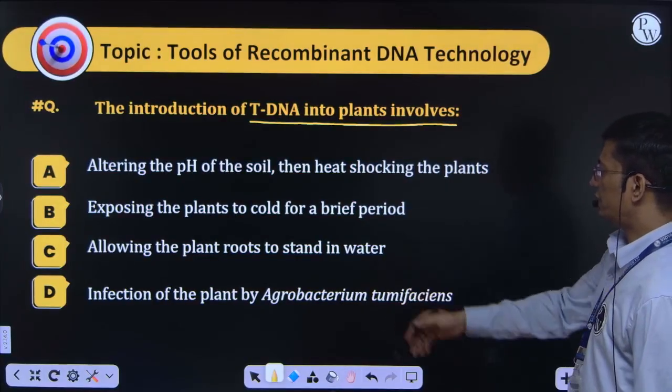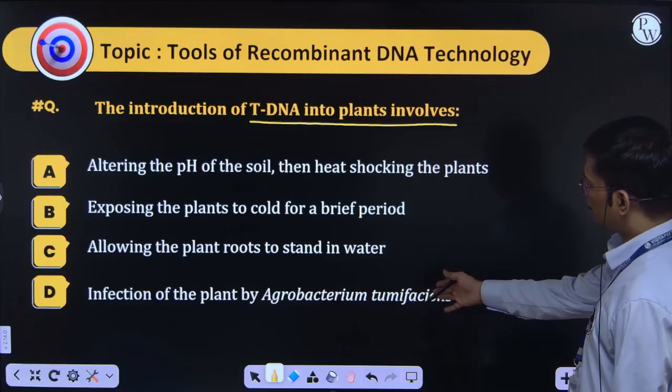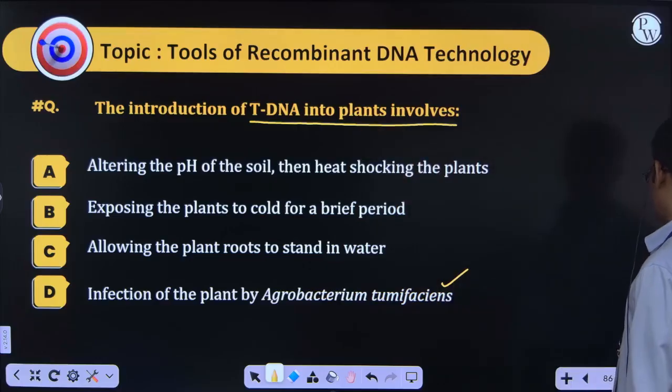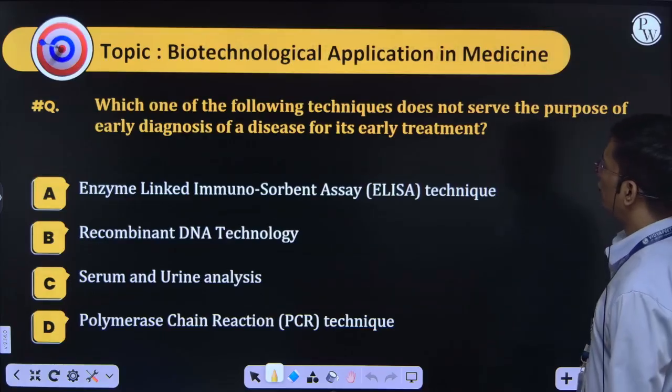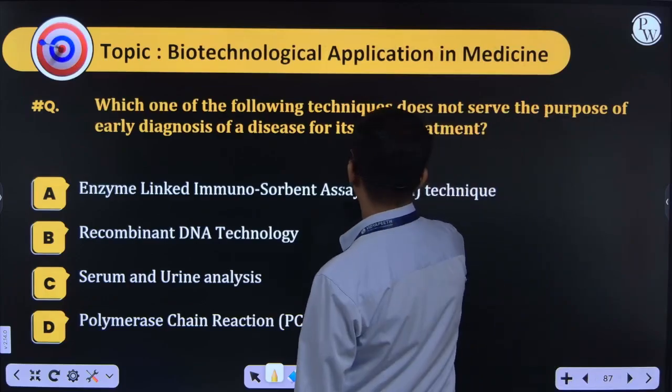How? Infection of the plant by Agrobacterium tumefaciens. So Agrobacterium tumefaciens contains T-DNA, transfer DNA. Which of the following techniques does not serve the purpose of early diagnosis of disease?